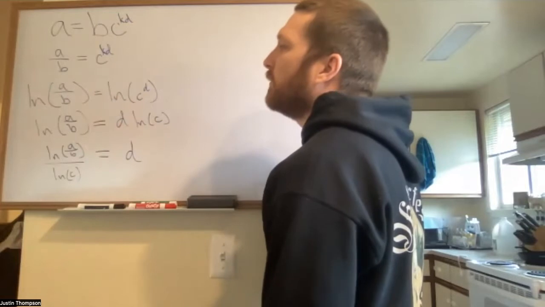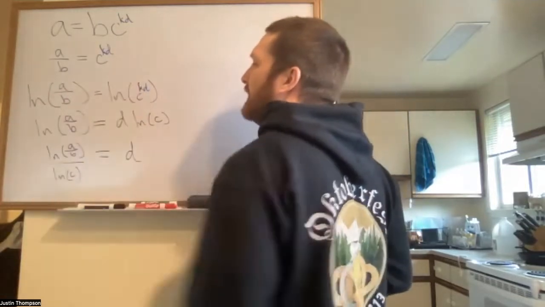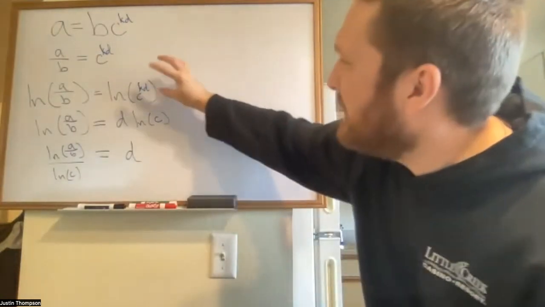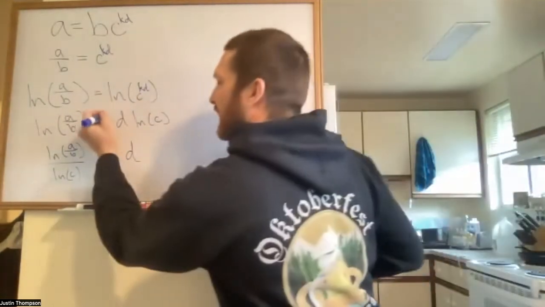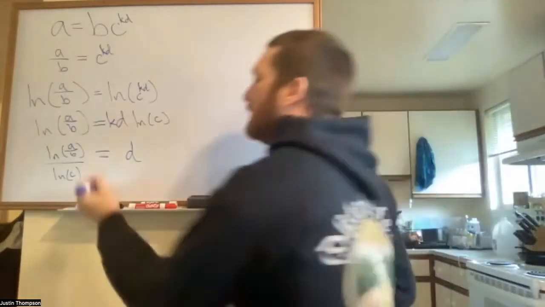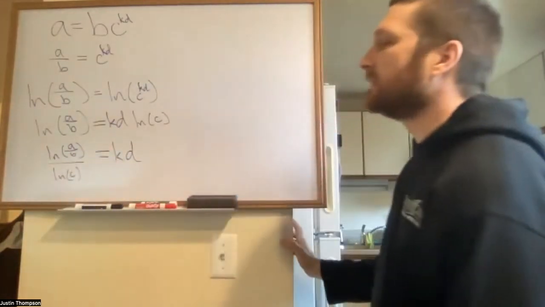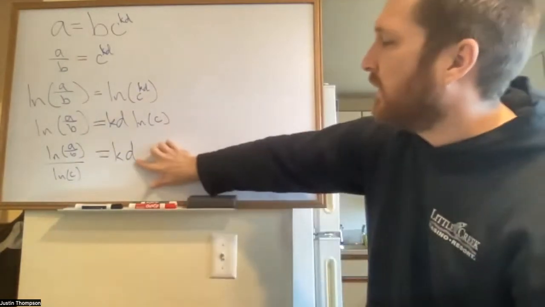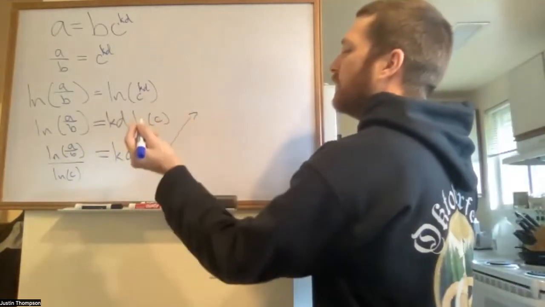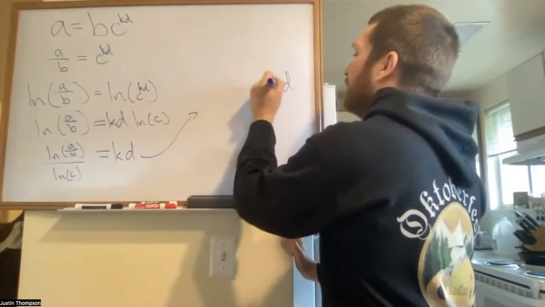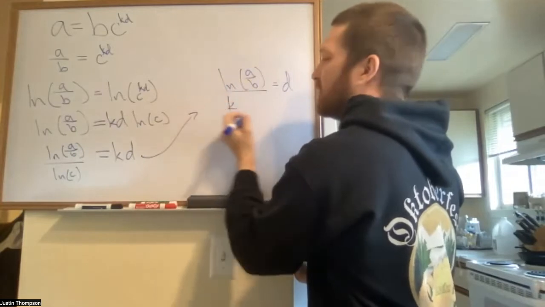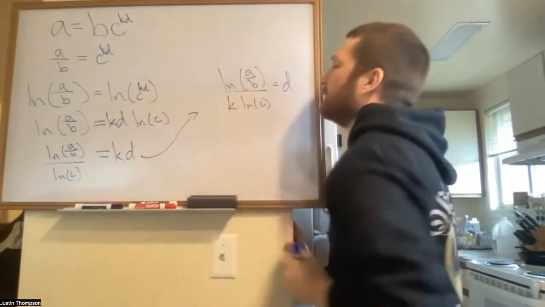Then I'm going to log both sides because the thing I'm looking for is in the exponent. So I take the log of both sides. But now the only difference is k and d come down together, and I have k times d right there. And so finally, I'm left with a kd right there. And again, d times some number. I guess the last thing we would want to do is divide by that number to give me natural log of a over b. And I'll just put a k down into the denominator like that.